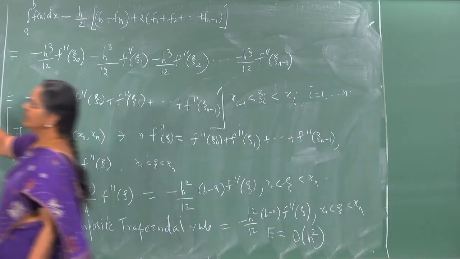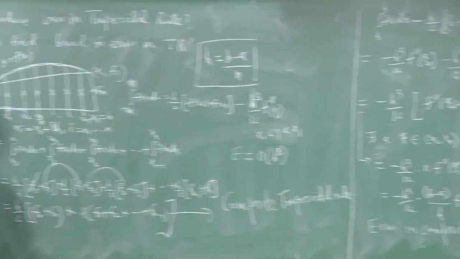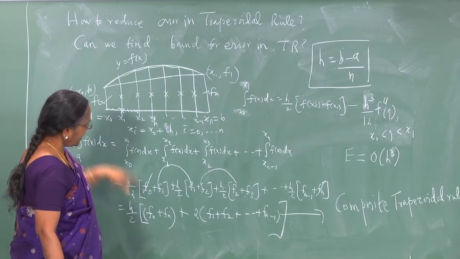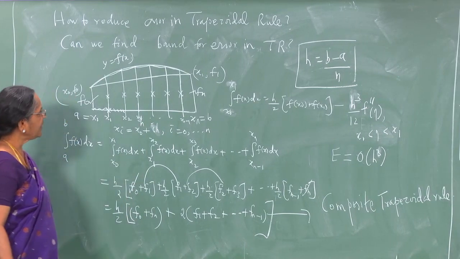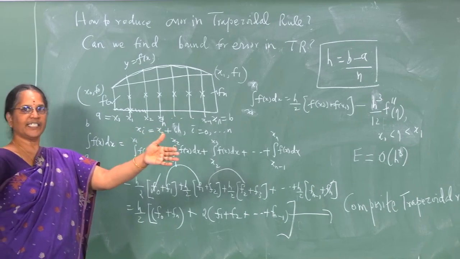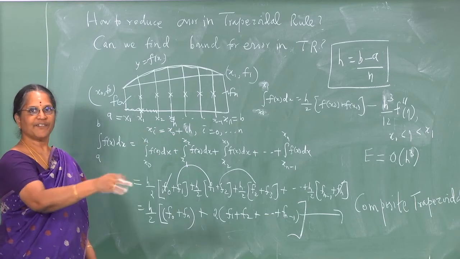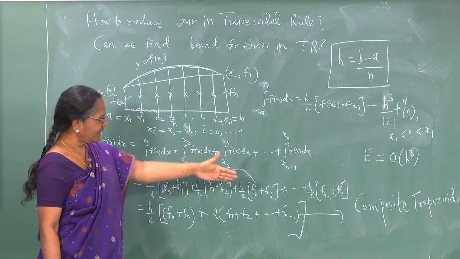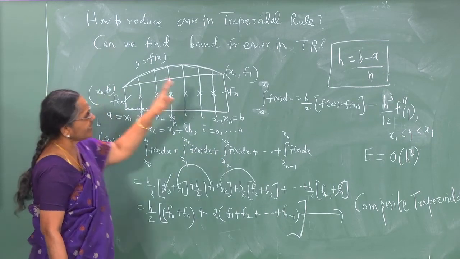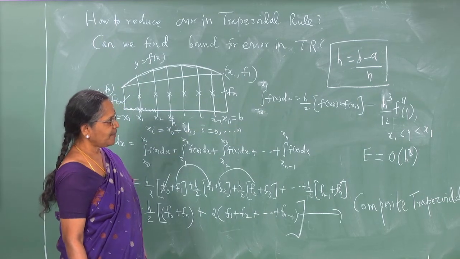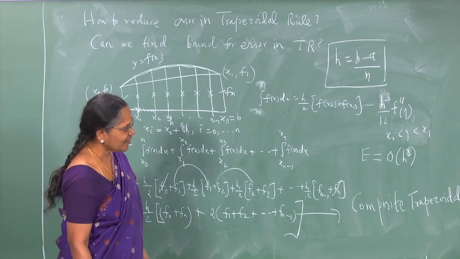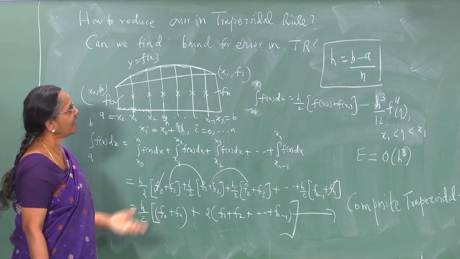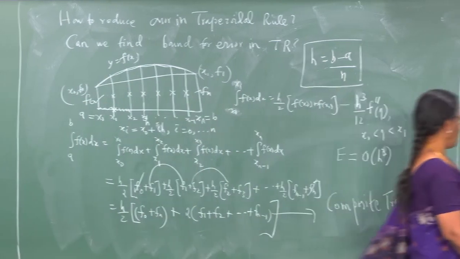So, we have been able to see that the step size h has been reduced, and we have now obtained a formula which is composite trapezoidal rule, so that the given interval of integration is divided into number of smaller subintervals of width h, and the resulting integration method has been got, and we have obtained an expression for error in composite trapezoidal rule, and we know that the error is of order of h square. The question now is, can we find the bound for the error in this composite trapezoidal rule?